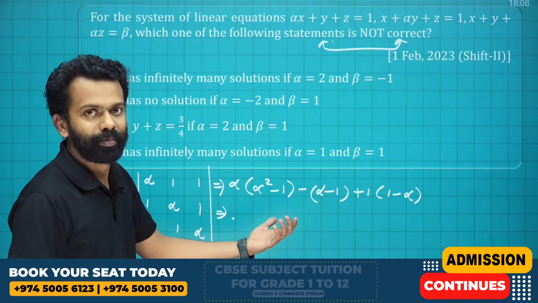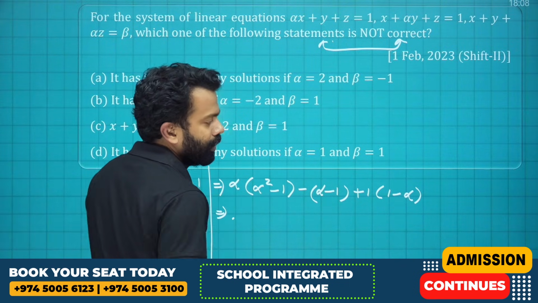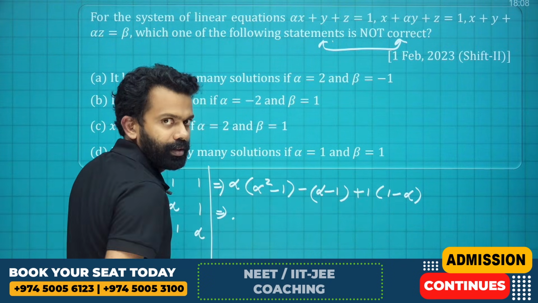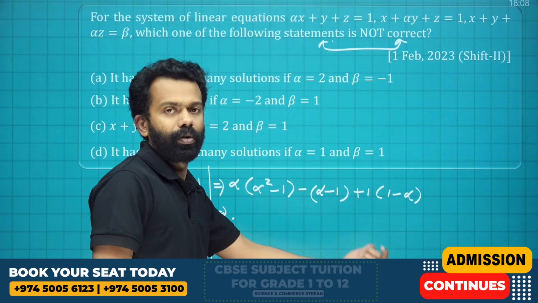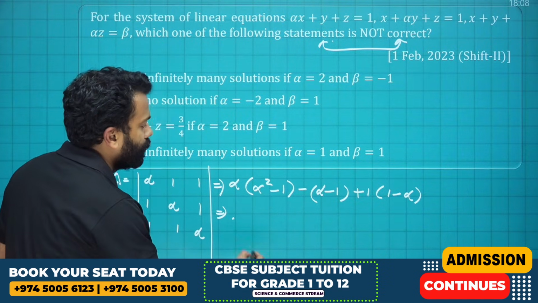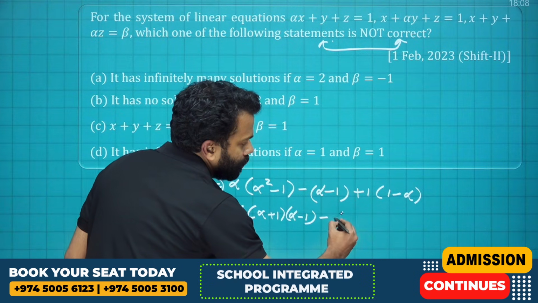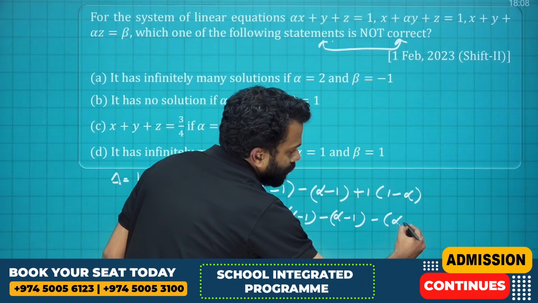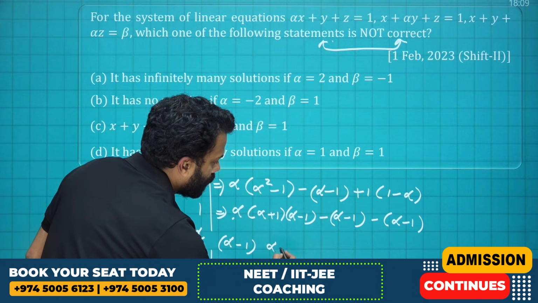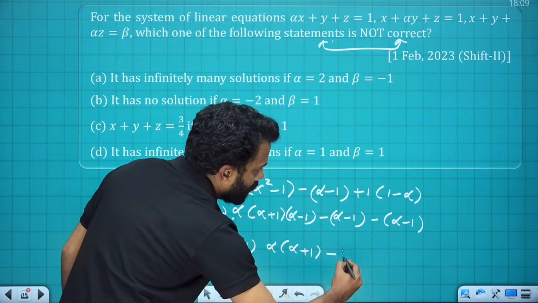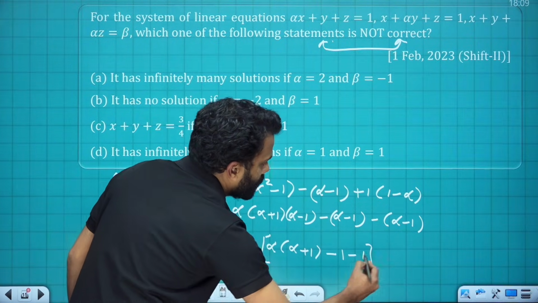And how will you do that? Here we have alpha square minus 1, here we have alpha minus 1, and here we have 1 minus alpha. If you take a negative from here, it becomes alpha minus 1. So basically alpha minus 1 is common for these three terms. If you take it outside, then the inside term will be a quadratic equation. I hope it's clear. Therefore, alpha into alpha plus 1 into alpha minus 1, minus alpha minus 1, minus alpha minus 1. Take alpha minus 1 outside, and it will be alpha minus 1 into alpha plus 1 minus 1 minus 1.